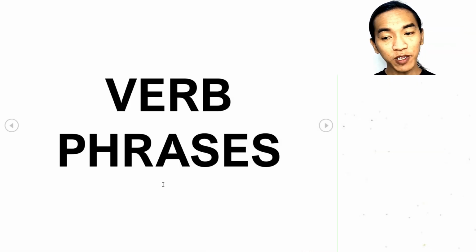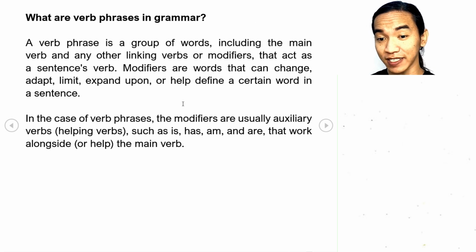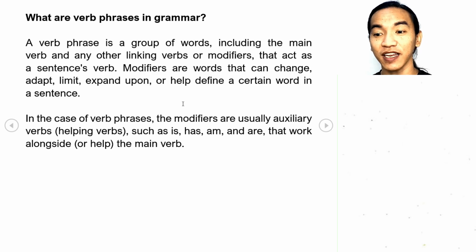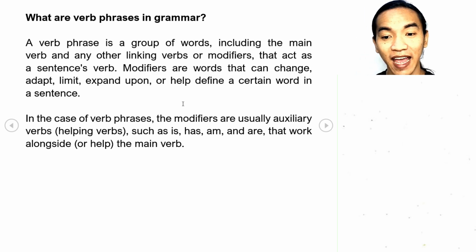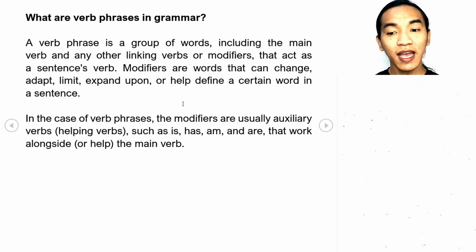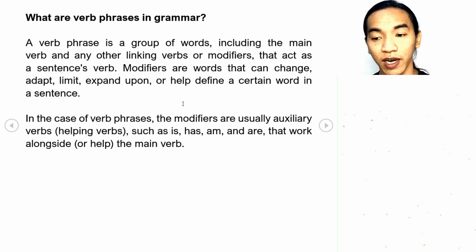Let's go. So for this lesson here, we will be talking about verb phrases. Now to understand that, what are verb phrases in grammar? A verb phrase is a group of words including the main verb and any other linking verbs or modifiers that act as a sentence's verb. Modifiers are words that can change, adapt, limit, expand upon, or help define a certain word in a sentence.